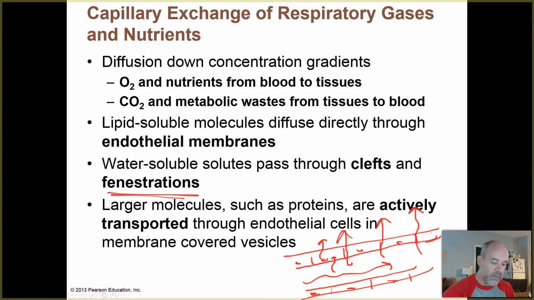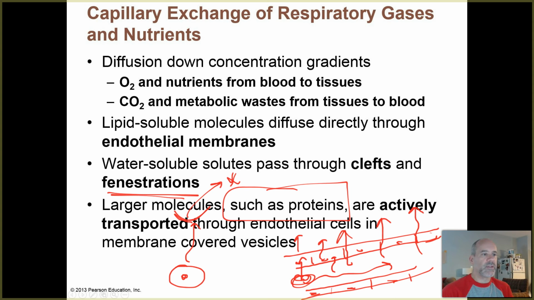Larger molecules, things like proteins, for example, bigger organic molecules, the cells that make up the walls of the capillaries actually have to actively transport those from in here through the cell and out here into the exterior. So they will package them up inside little vesicles, transport those through the cell, and then open up on the other side of the wall and dump those substances out into the surrounding tissue fluids.